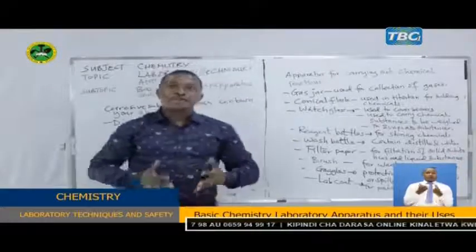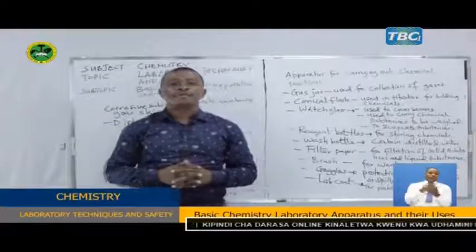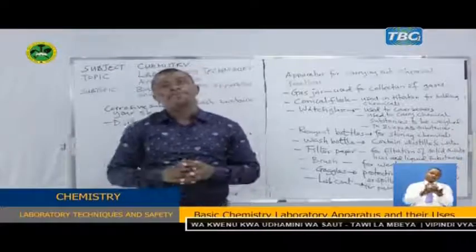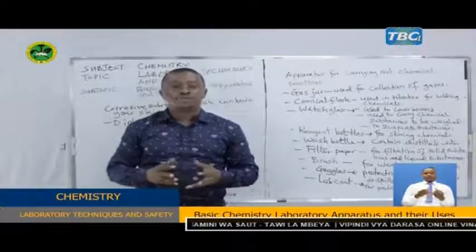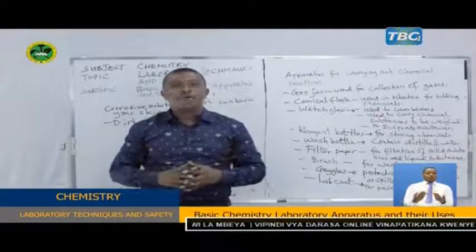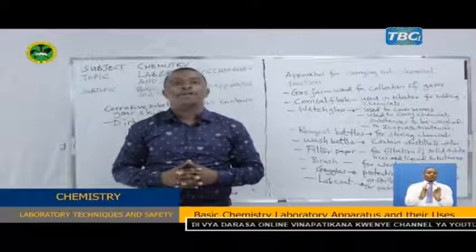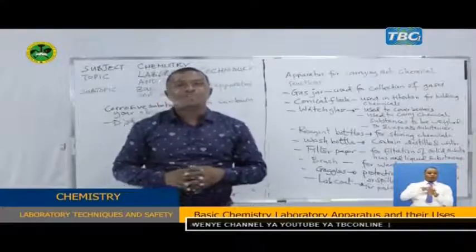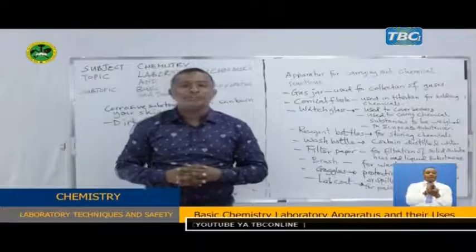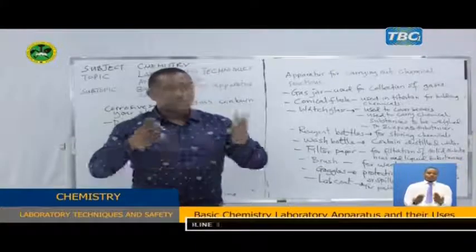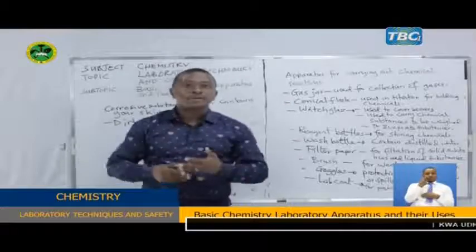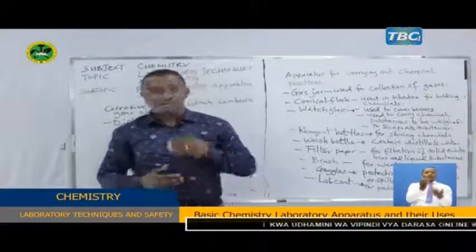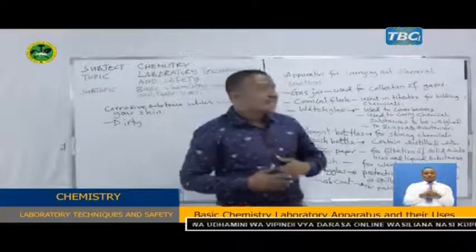Now, class, those are some of the apparatuses used in the laboratory. We have many apparatuses used in the laboratory, but those were some of the few I decided to share with you today. And now I hope you are in a position of listing them, explaining their uses, and classifying them according to their uses, which, as we have seen, are for heating, for measuring, for holding, and for carrying out chemical reactions. Now let us go and see some questions that can be asked.